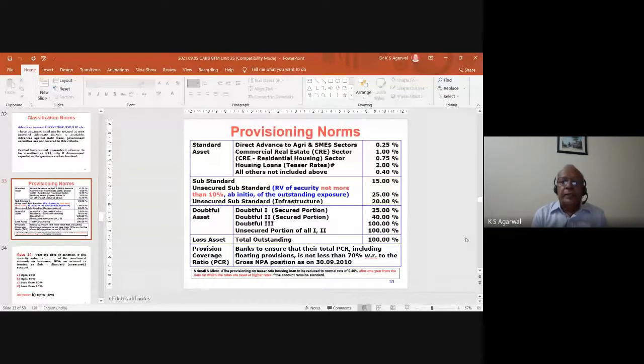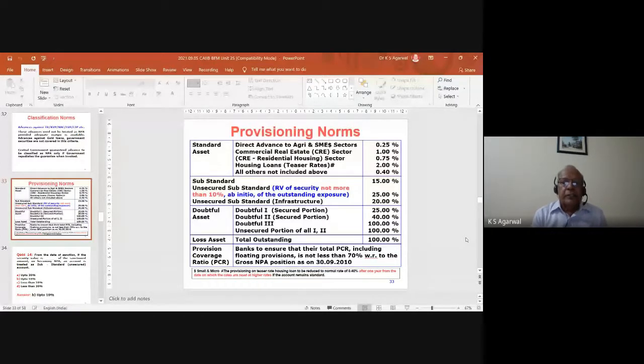In case of doubtful asset, I have to see how much outstanding balance is covered by security, both primary and collateral, and how much balance is unsecured. So the unsecured portion will attract 100% provision in all the three cases, doubtful 1, 2, 3. For secured portion, doubtful 1 will have 25% provision. Secured portion of doubtful 2 will have 40% provision. In case of loss asset, we have to make 100% provision.